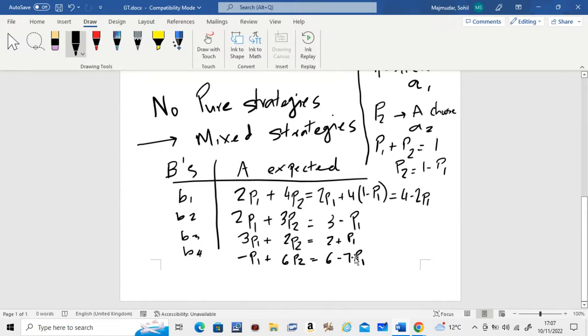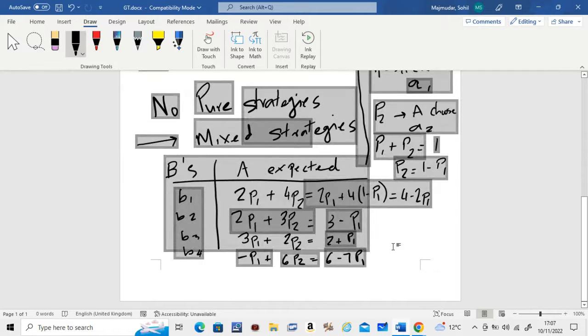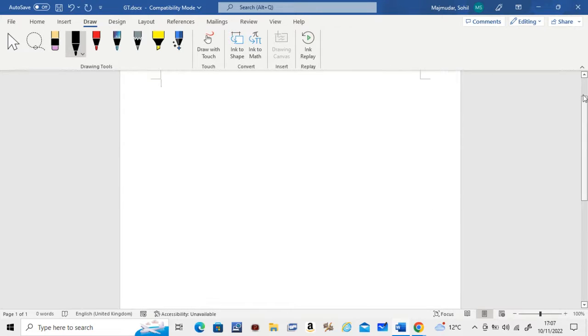1, 2, 3, 4, corresponding to the strategies of player B. Now what you need to do is graph these things and find the intersection point. So let's see how to do that. Delete this for now.